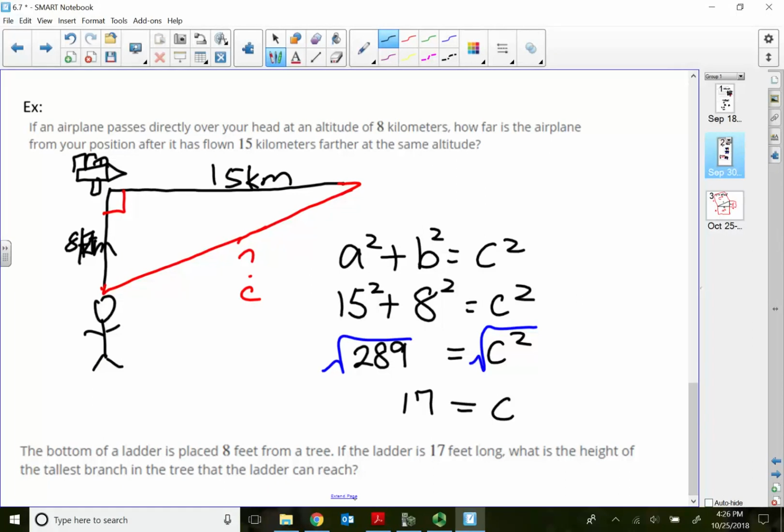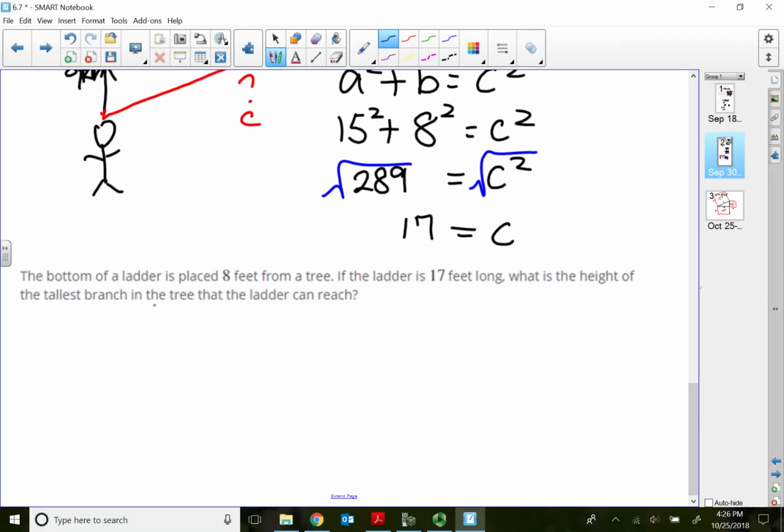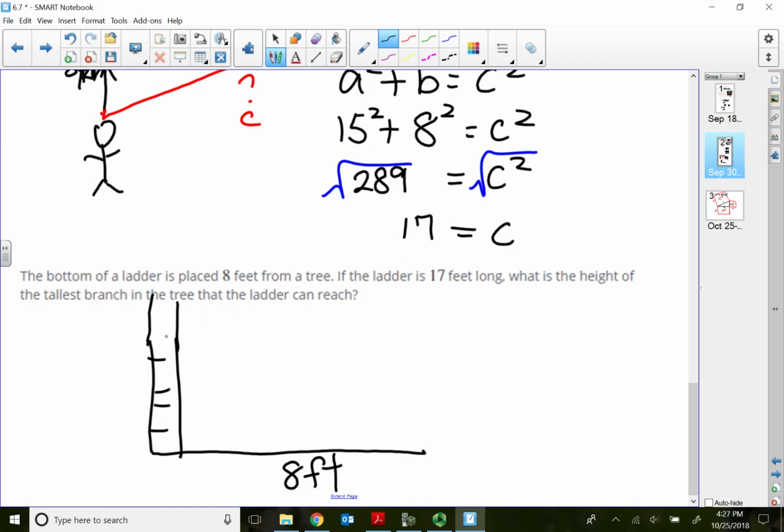All right, let's try this one. The bottom of a ladder, so here's a ladder, is placed 8 feet from the tree. Okay, so here's a ladder placed 8 feet, so let's say this is 8 feet from a tree. If the ladder is 17 feet tall, so let me make my ladder a little bit taller, okay? All right, so here's my little tree.